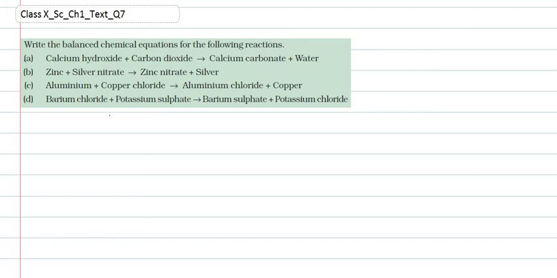Let us first write the symbolic equation for this. So the first part A is calcium hydroxide. The formula of calcium hydroxide is Ca(OH)2, plus carbon dioxide. The formula for carbon dioxide is CO2. It becomes calcium carbonate. Calcium carbonate formula is CaCO3, and then it forms water. Okay, now once we are done with writing this symbolic equation, let's balance this equation.